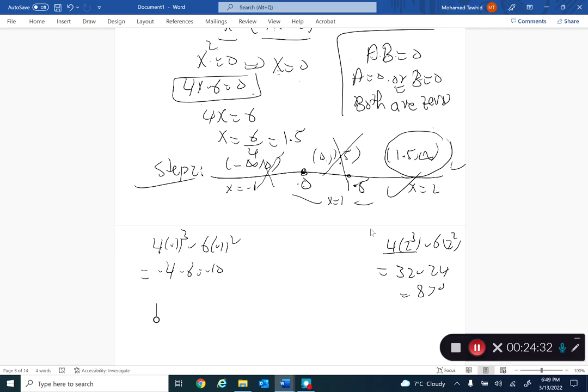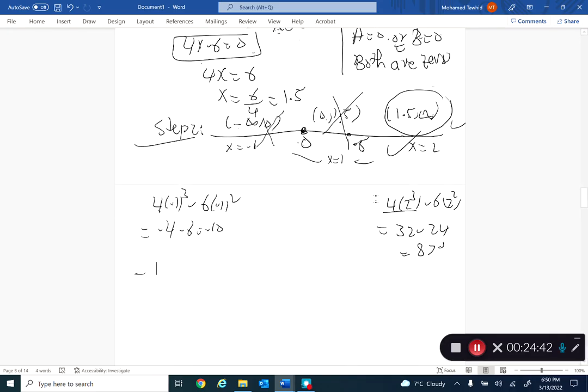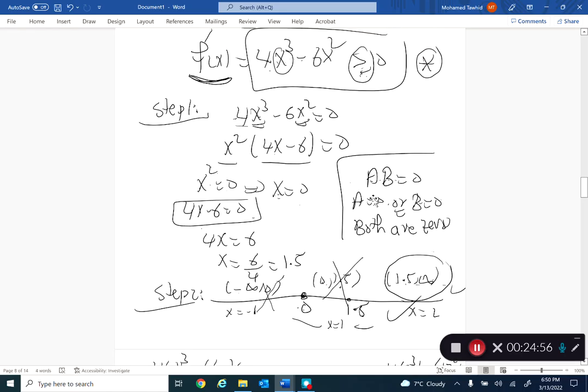Which means my inequality is greater than 0, positive, means your derivative is positive, and then the function here is increasing. So where is the interval where f is increasing? I'm just writing this: f is increasing over the interval 1.5 to plus infinity. That is where my inequality is positive.